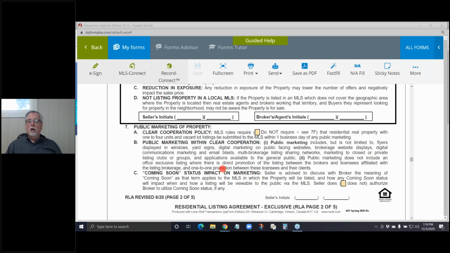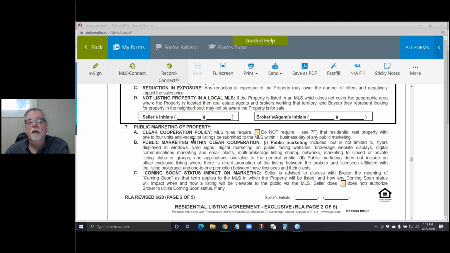By the way, if you have pocket listings, what you can do is advertise that you've got pocket listings. The clear cooperation is about advertising a listing. So if you just write an ad and say, hey, I got some listings that are not on the MLS, if you're interested, to find out, call me, right? That is perhaps not a violation of this rule, because according to the MLS compliance, you're not marketing a particular listing.